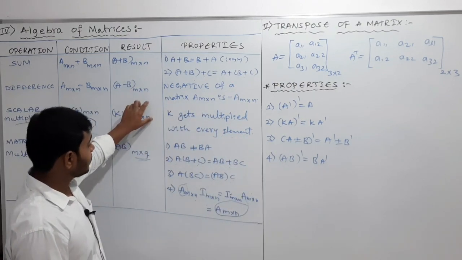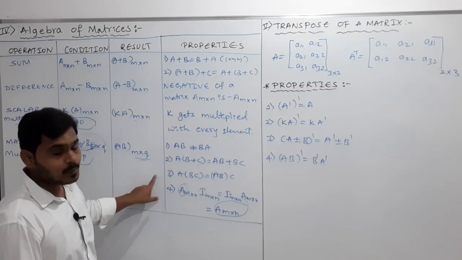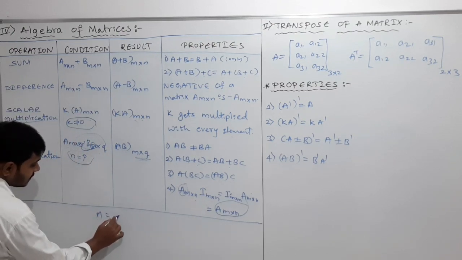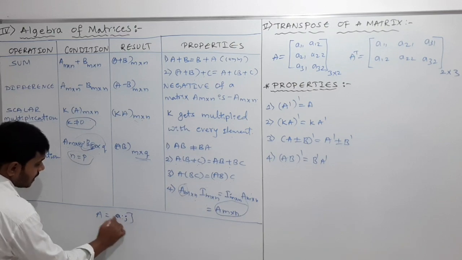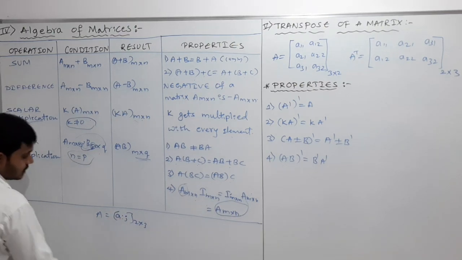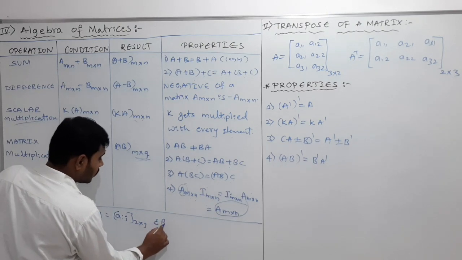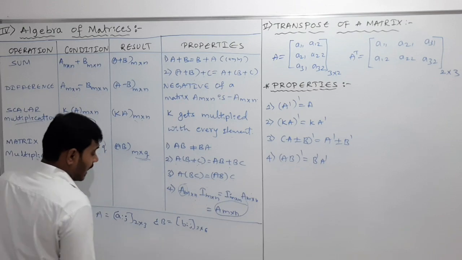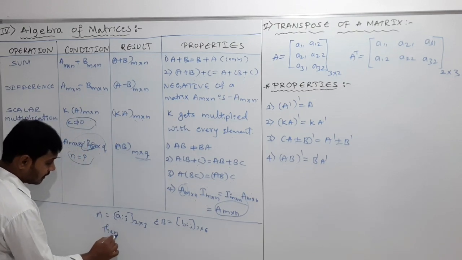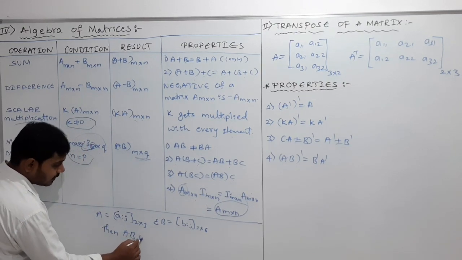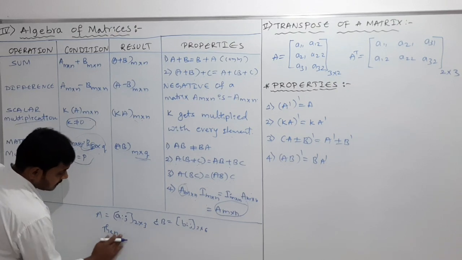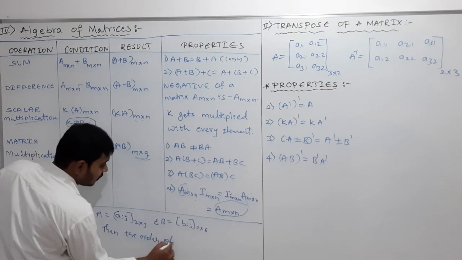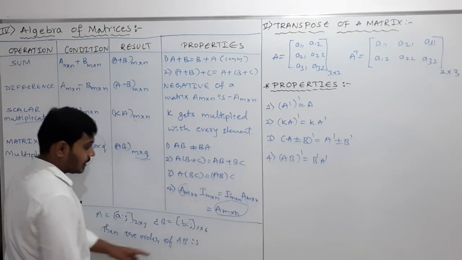Clear? Sometimes they'll ask questions from this. Understood? For example, they'll give you a matrix A equals Aij of the order 2 cross 3, and another matrix B equals Bij of the order 3 cross 6, and then they'll ask: the order of the resultant matrix AB is? Directly they'll ask like this.